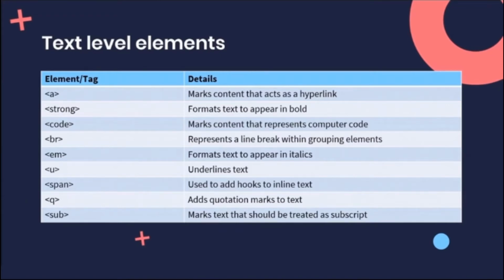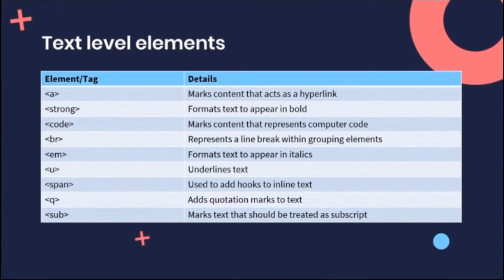We also have the strong element or strong tag, and this formats the text to appear in bold, much like if you were using Microsoft Word, for example, and you decided to highlight a certain section of your text and make it bold. We can do the same in HTML. And then we have the code element, which allows you to format a piece of paragraph tag, for example, and it enables you to lay that out as if it was in a code editor.